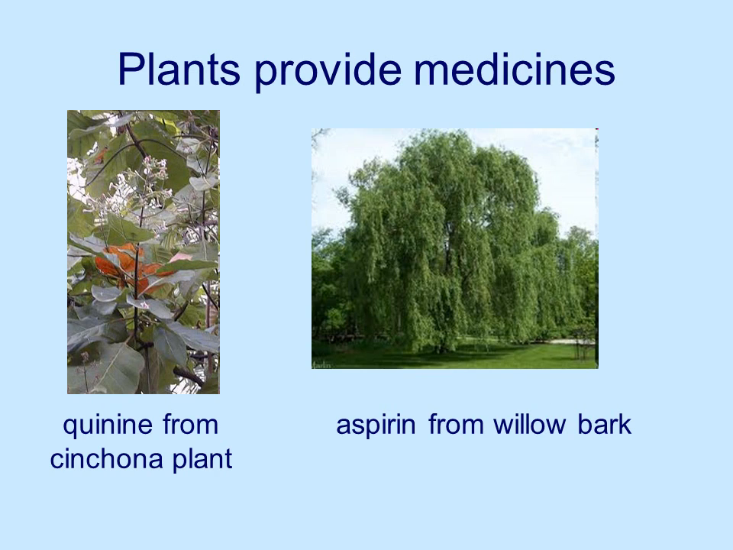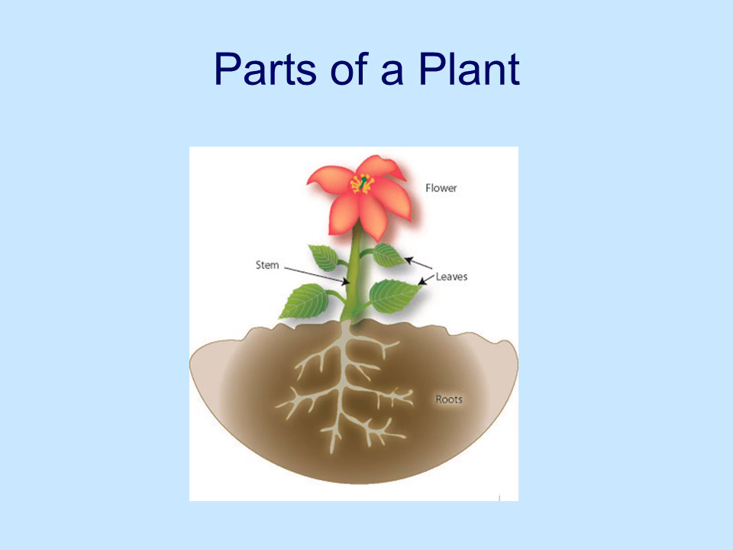Plants provide medicines. Some of the important medicines that we use were first discovered in plants. Quinine, for example, was used to treat malaria, and quinine was discovered in the cinchona plant. Aspirin, everybody takes aspirin for a headache or an achy muscle. Aspirin was discovered in willow bark. Now, today we make it chemically, but we didn't know about aspirin until we studied the properties of willow bark. And there's still a great deal of research going on in materials that are in plants that might be useful for curing disease.